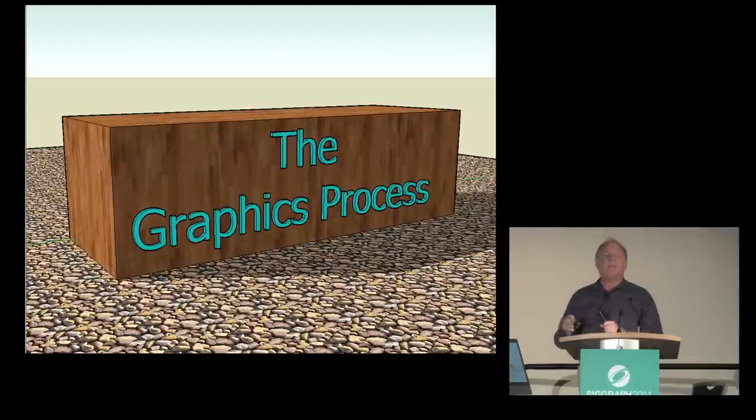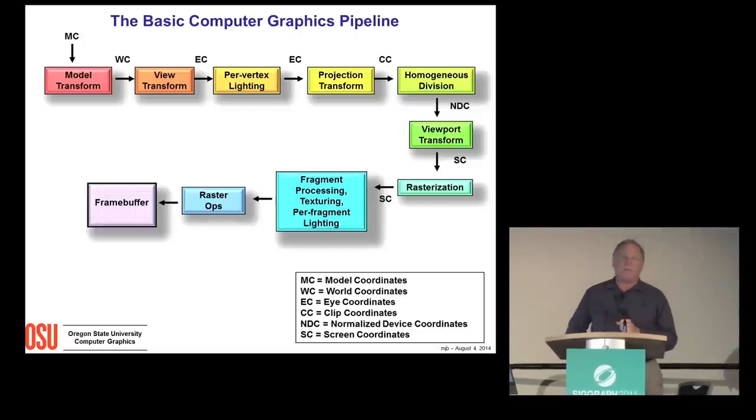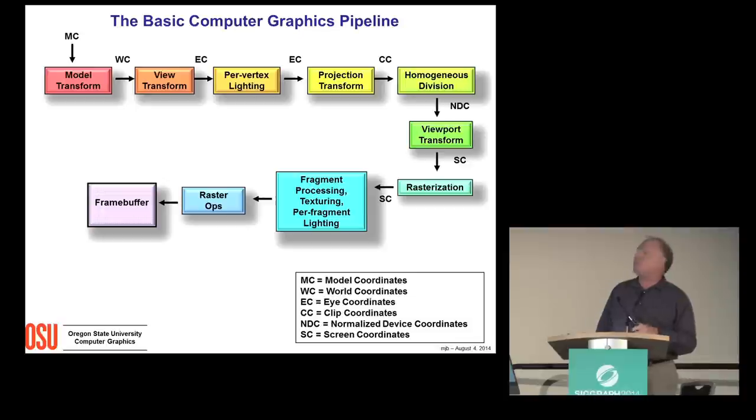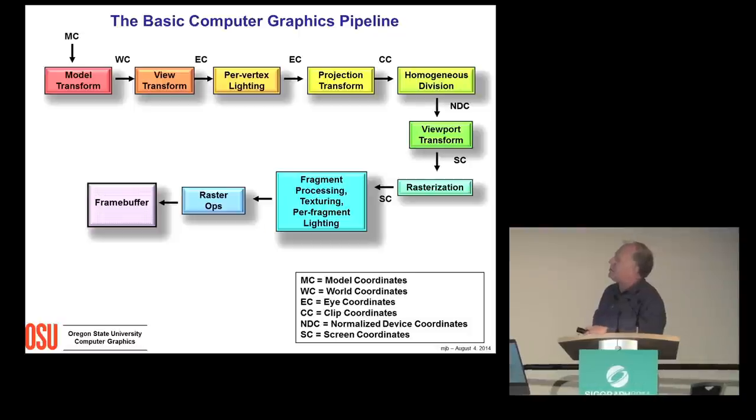All right, let's talk about the graphics process. If you take a computer graphics course, like a university course or maybe the OpenGL course here, this is what you'll see: you'll see this pipeline diagram. Model coordinates come in one way and different steps happen to it, and then pixels come out the other end. And this is correct, and it's all very interesting if you'd like to understand it at that level. But what I'd like to do is look at the graphics process at a different level.